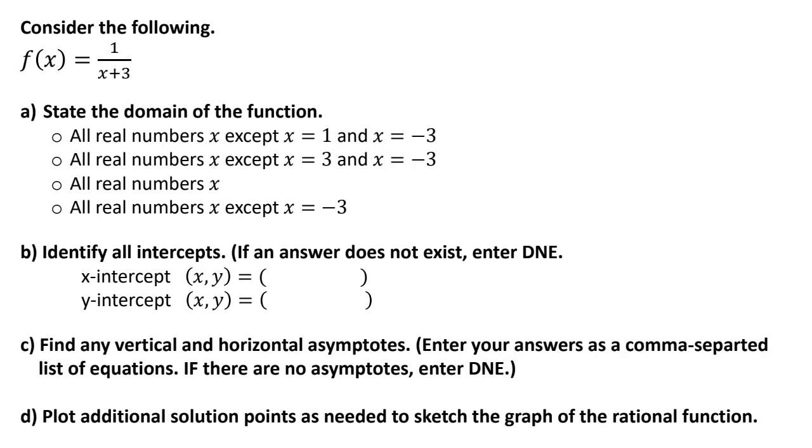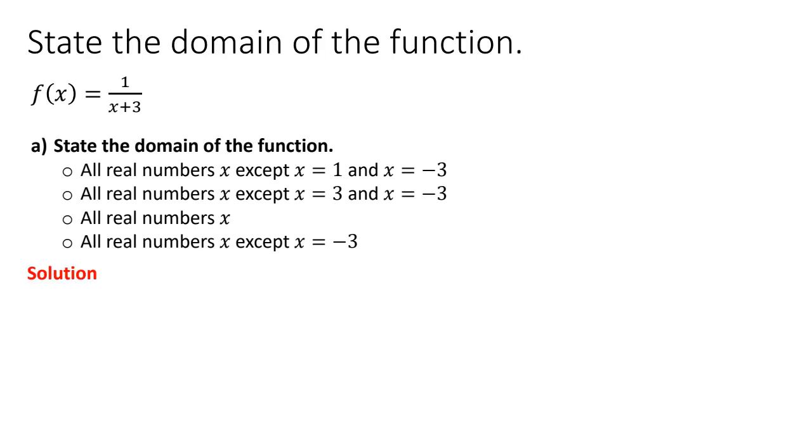Okay, so to start reviewing, let's look at this rational function. This is a function with a fraction. When looking at these functions, we always want to make sure that our denominator is never equal to 0. And if it is, it's going to have a restriction on our domain. So one of the first questions it's asking us is to state the domain of the function. Again, we want to make sure that our denominator never becomes 0.